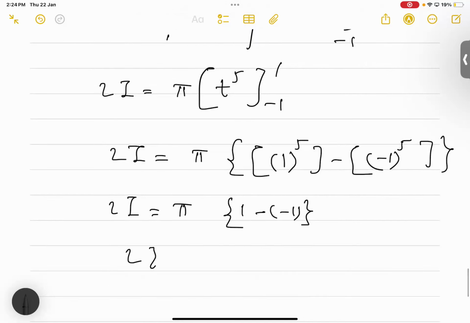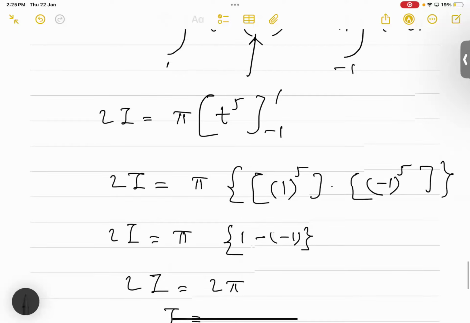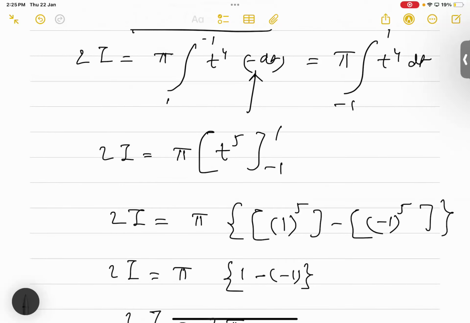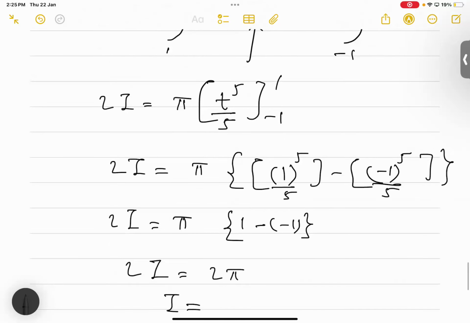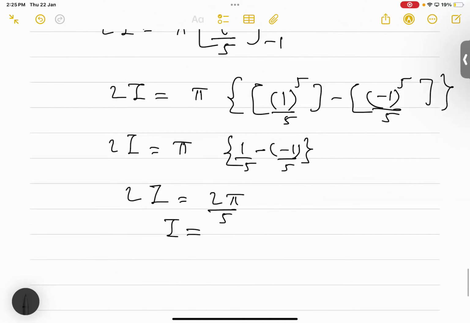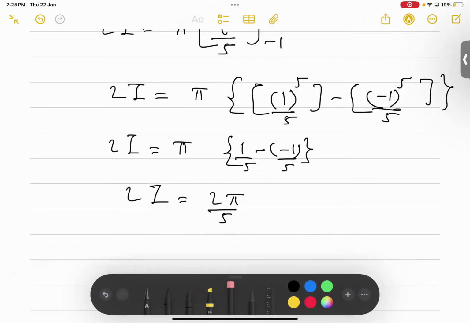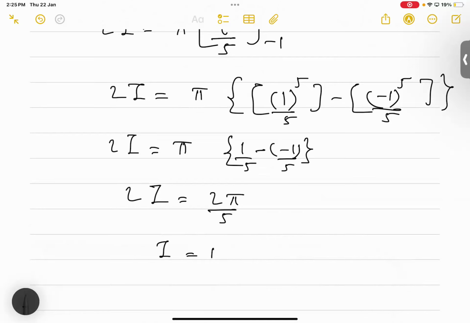So 2I, I'm getting 2 pi. Oh, sorry, I just forgot that. It's very strange. This is 5, so this is 2 by 5. So the answer over here will be 2 by 5. Clear?